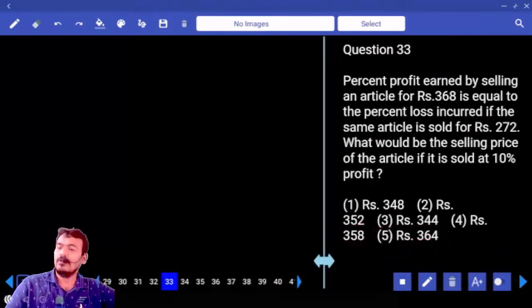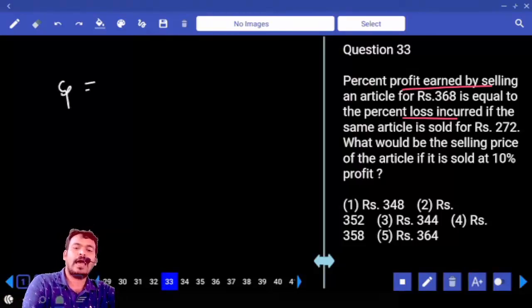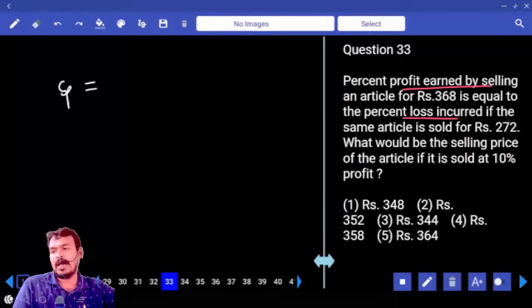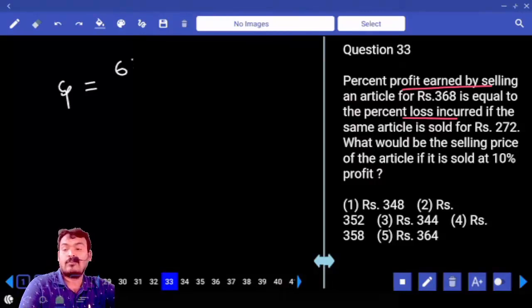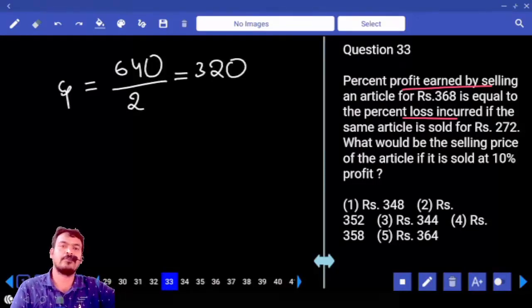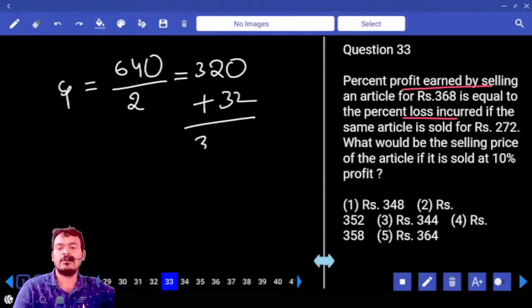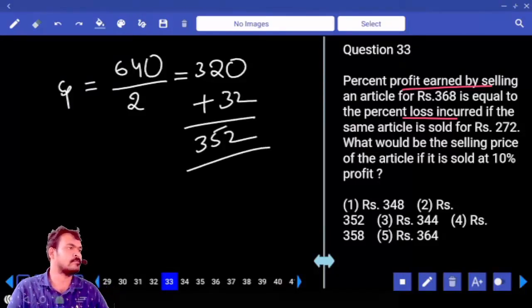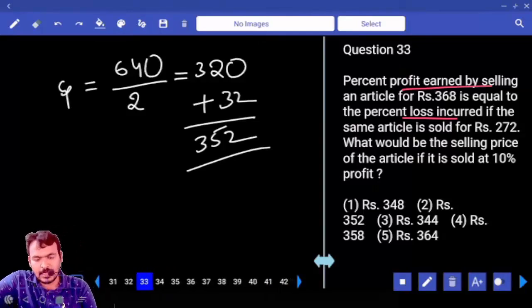Next, the first case is getting a profit value. The second case is getting a loss value. Profit percent equals loss percent. When profit percent equals loss percent, cost price will be the average of the selling prices, or the sum of the selling prices? Average of the selling prices. Both added make how much? 640, right? 640 by 2. How much? 320, right? Cost price will be 320. Again how much percent is the profit? 10%. What is 10% of 320? 32. Total it is 352, right?